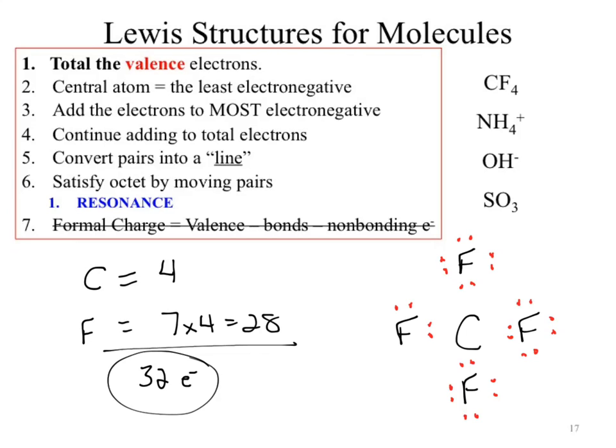Continue putting our 8 electrons around fluorine. How many electrons have I put in now? 32. What does that mean? Stop putting in electrons. Can't put in any more. We move to the next step. Continue adding to reach the total electrons. Well, we've reached the total electrons, so we can't continue to add anymore. Now what we'll do is move to step 5, which is convert pairs of electrons that are located between atoms. So this is the abbreviated rule that I've got up here. So between atoms, we'll convert into a line. Where do I have electrons between atoms? Each of the fluorines and the carbon.